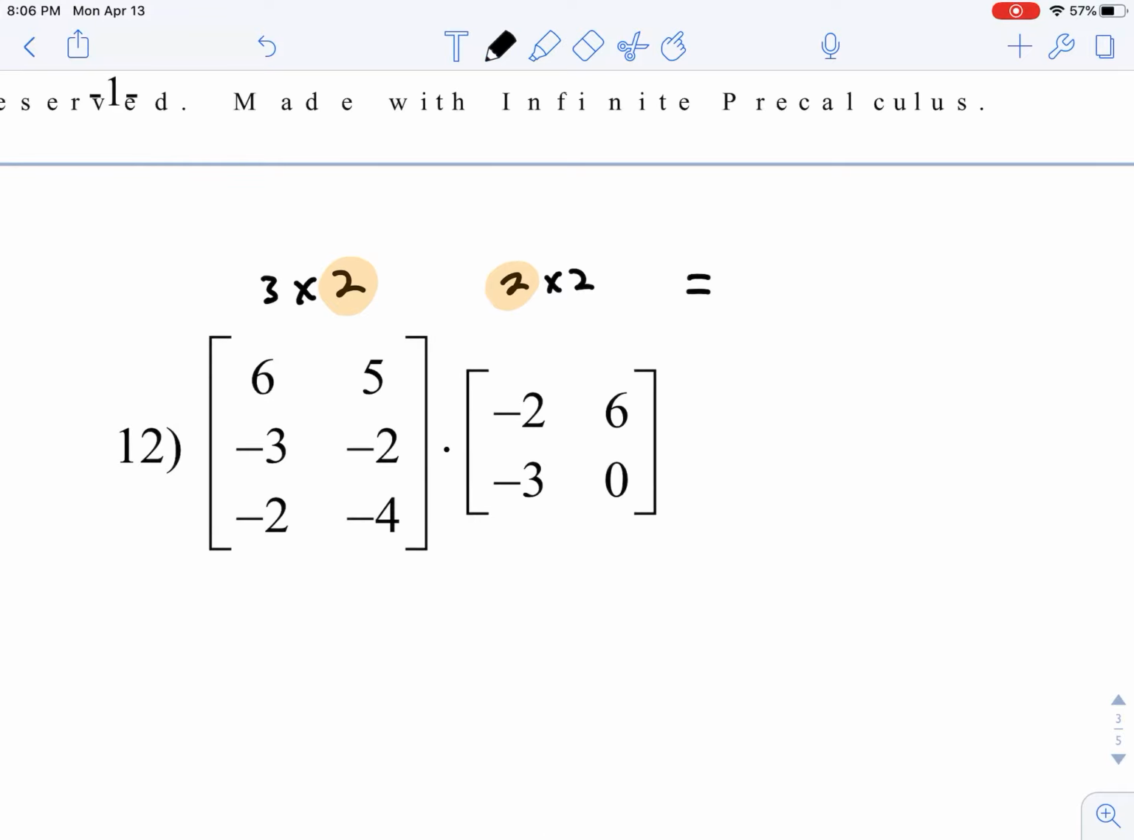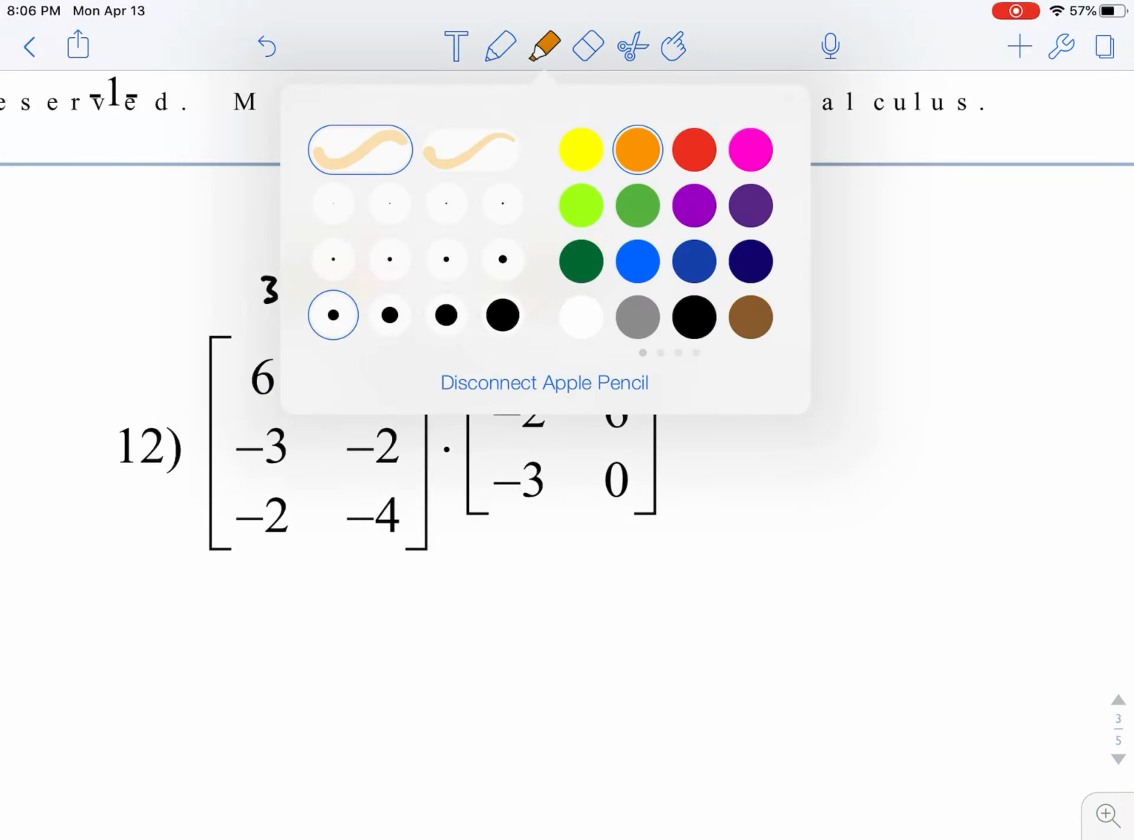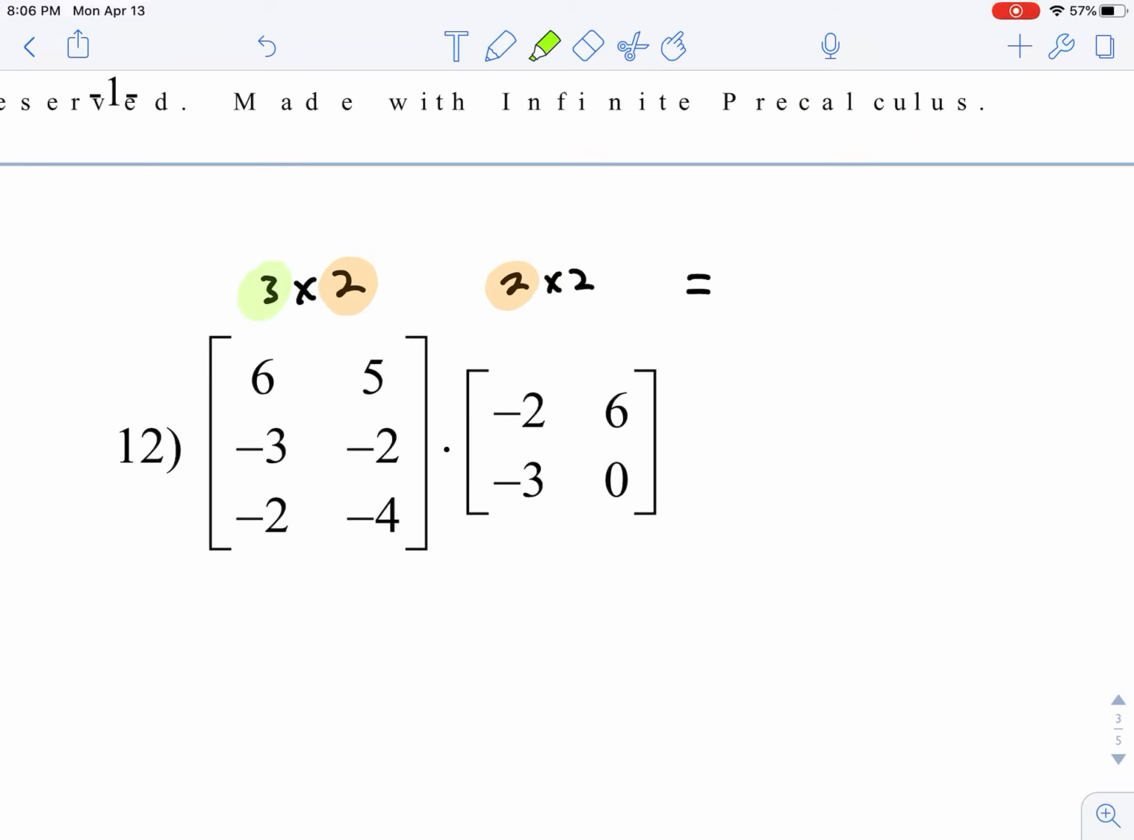The answer is going to be, let me change colors here, a 3 by 2. The outer dimensions tell you how big your answer matrix is going to be. So my matrix is going to have 3 rows and 2 columns. Okay, the first thing you do is you multiply this row by this column.